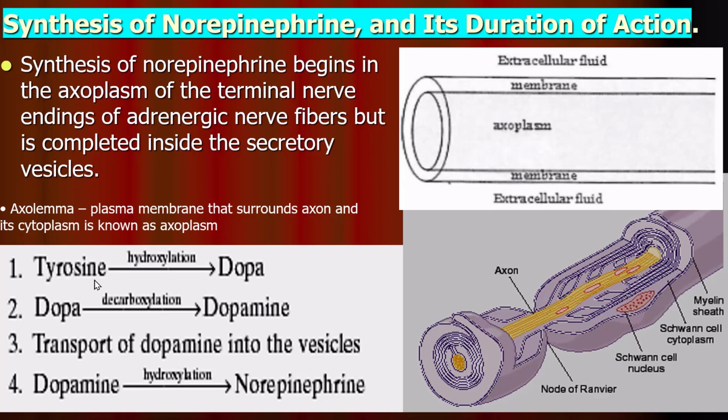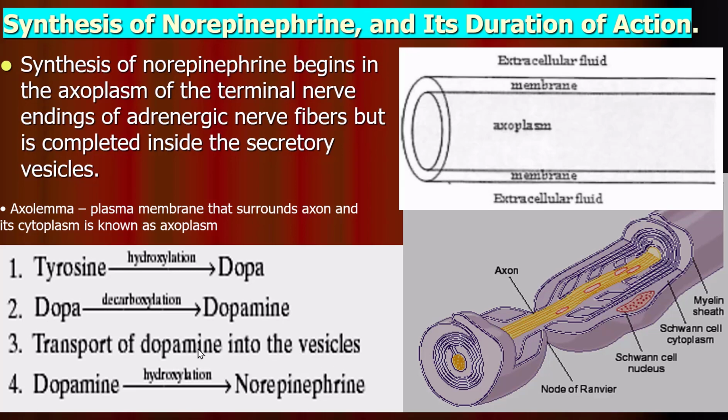These steps take place during the synthesis of norepinephrine. In the first stage, tyrosine is converted to DOPA by hydroxylation. The DOPA then undergoes decarboxylation and is converted into dopamine. By decarboxylation, the DOPA is converted into dopamine, followed by transport of dopamine into the vesicles.